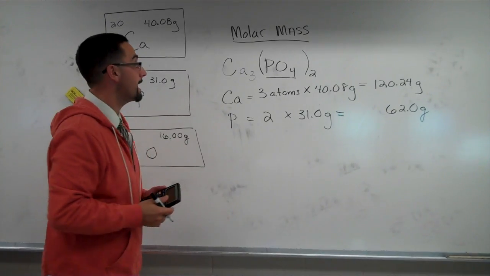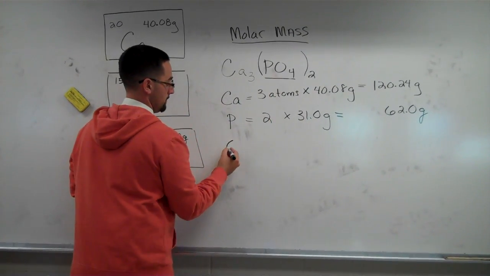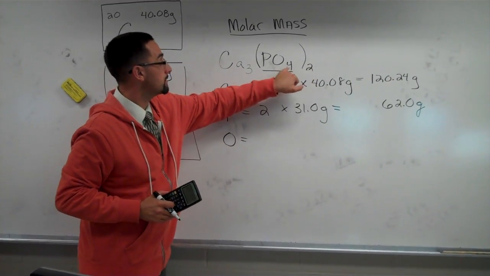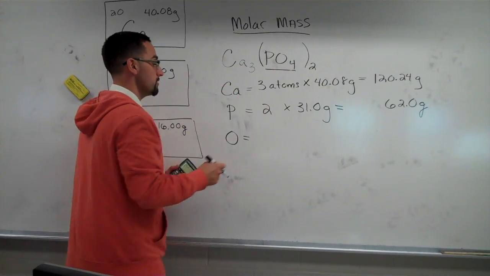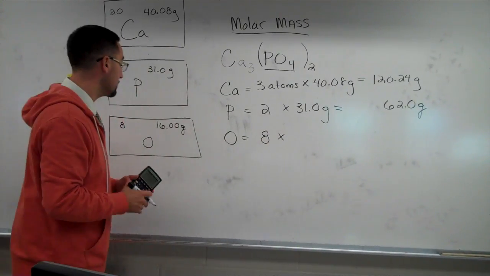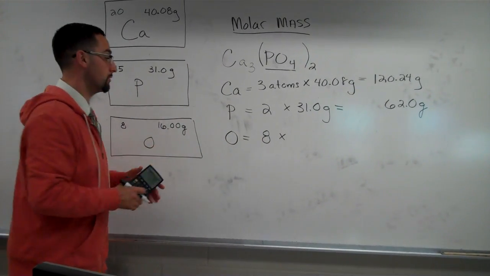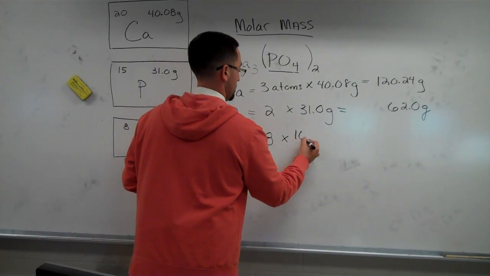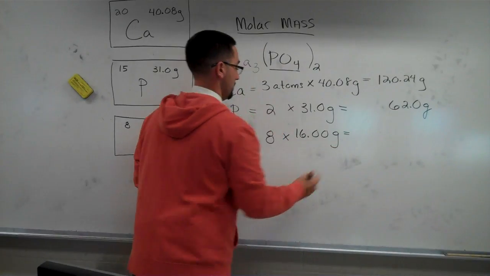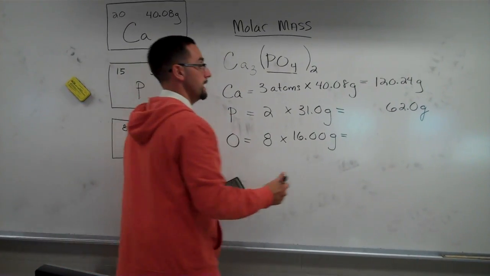And finally, our last atom here is oxygen. And within the compound, there's 2 times 4 is 8. So that's going to get us 8 oxygens, each one weighing in roughly around 16 grams. Okay, which is going to be 128 grams.